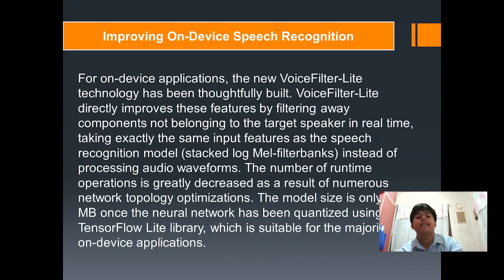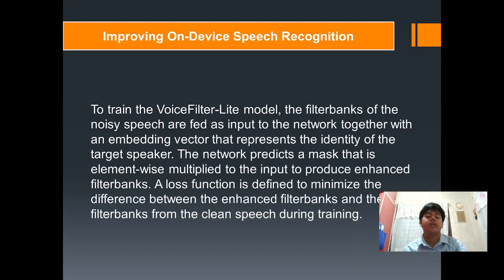Next is to train the VoiceFilter-Lite model. The filter banks of the noisy speech are fed as input to the network together with an embedding vector that represents the identity of the target speaker. The network predicts a mask that is element-wise multiplied to the input to produce enhanced filter banks. A loss function is defined to minimize the difference between the enhanced filter banks and the filter banks from the clean speech during training.